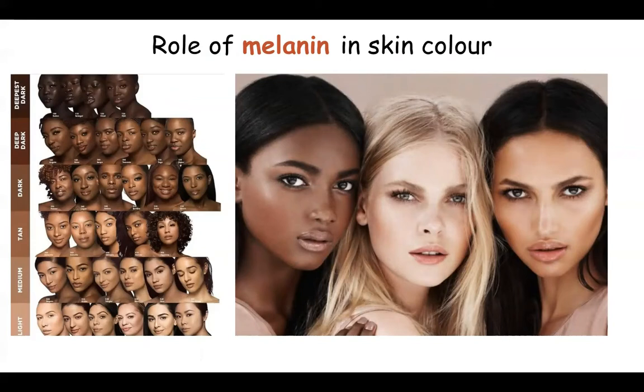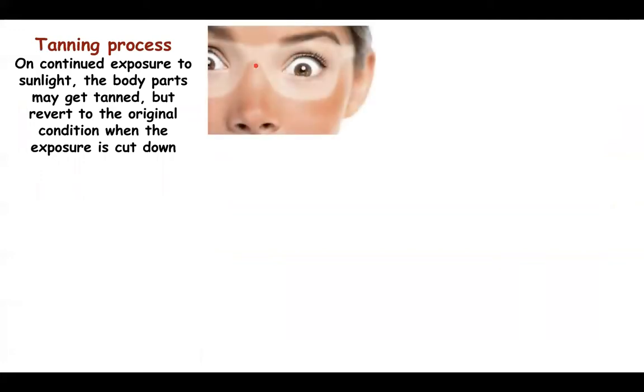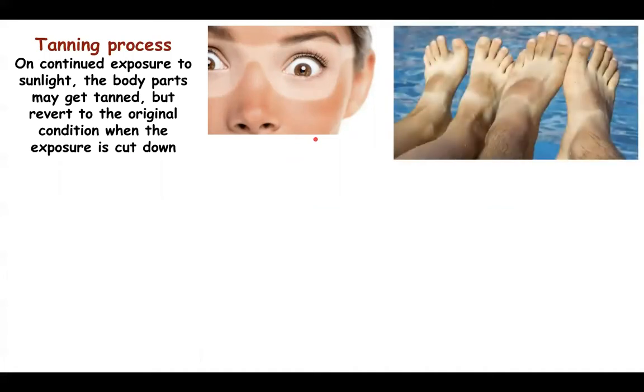The melanin acts like an umbrella protecting our skin from the ultraviolet rays of the sun. When our body is exposed to excessive sunlight, there is some amount of tanning which takes place. But when the original conditions are reversed, the exposure is cut down, the skin coloration comes back to its normal form. For example, if you look at this girl, she was wearing goggles, so wherever her eyes were covered, no tanning has taken place, but the remaining part of her face is tanned. Whatever part of feet are covered with straps, no tanning takes place, but the remaining part of feet tans.